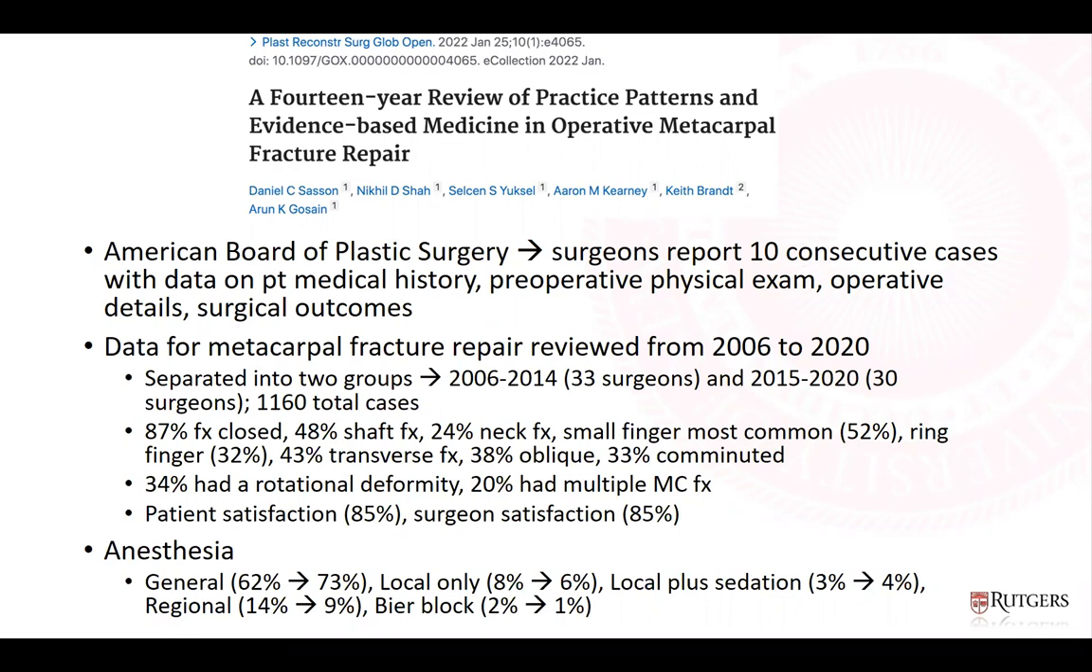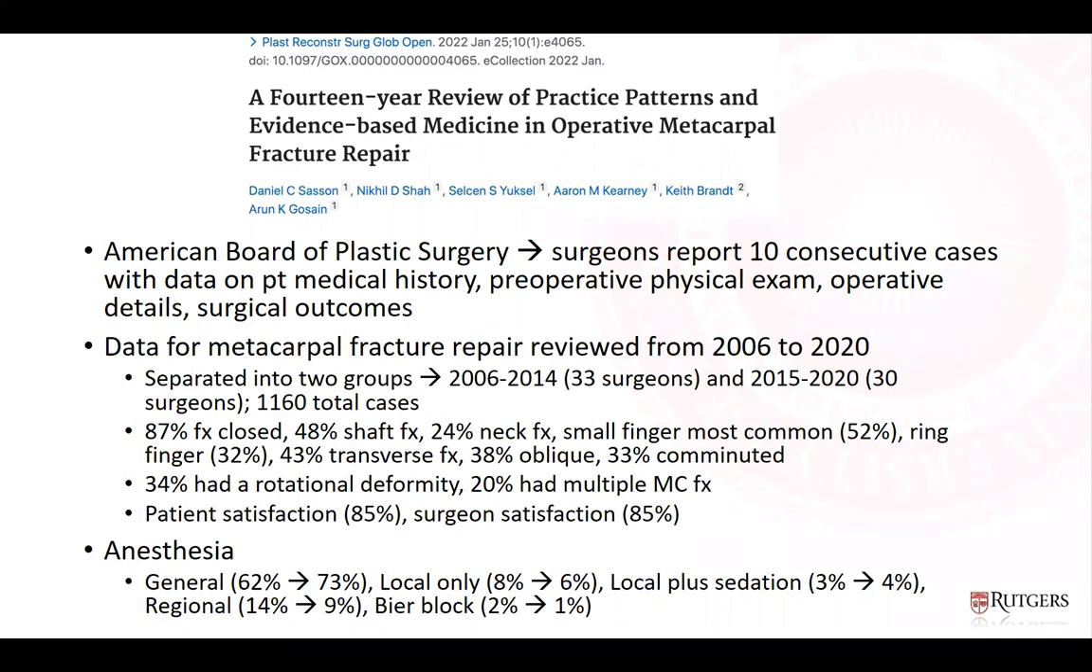They were separated into 2 groups, 2006 to 2014 and 2015 to 2020. There were 1,160 total cases. 87% of them were closed, 48% were shaft fractures, 24% were neck fractures, with the small finger being most common, followed by the ring finger. There was a pretty good range of transverse, oblique, and comminuted fractures. 34% of these, and these were all operative, had a rotational deformity, with 20% having multiple metacarpal fractures. And there was about 85% patient satisfaction as well as surgeon satisfaction.